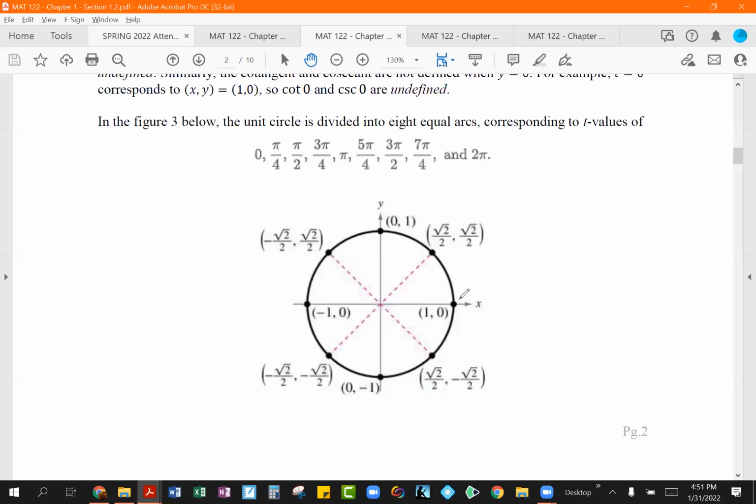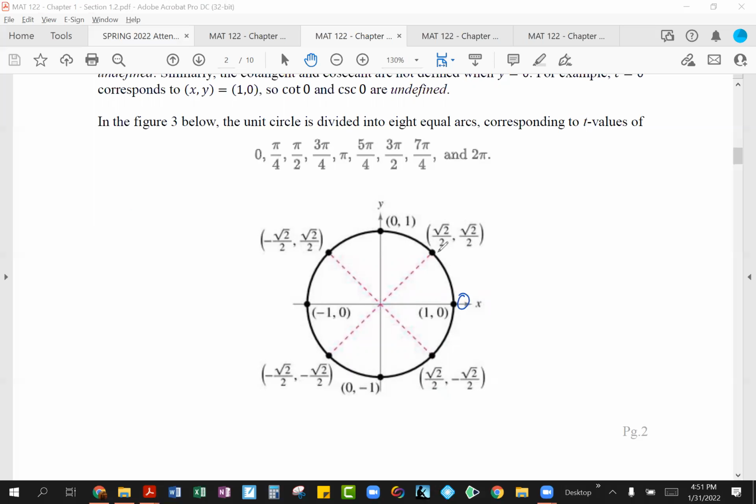So you can see, we're starting out with angle 0 here. This one over here would be the angle of pi over 4. This is angle pi over 2. This guy here is 3 pi over 4. This one, of course, is pi at 180 degrees. This angle would be 5 pi over 4.